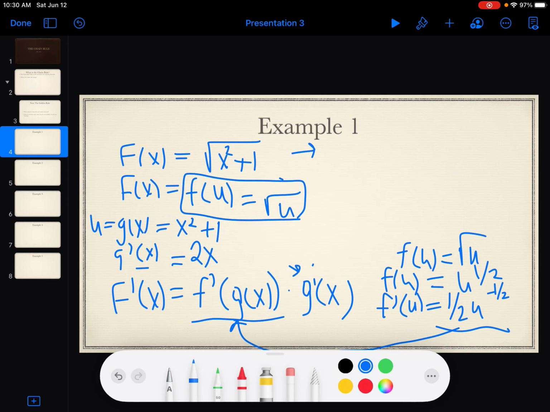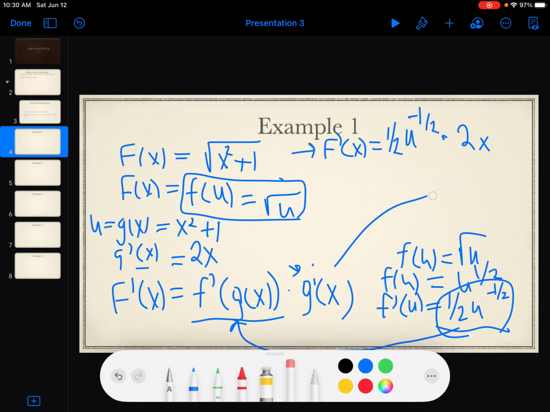So let's put all of this together. Let's do it up here. So I got f prime of x is equal to, let's just put in that u. Let's put our first part in. We found our derivative right here: half u to the negative half times 2x, which was this part, right?